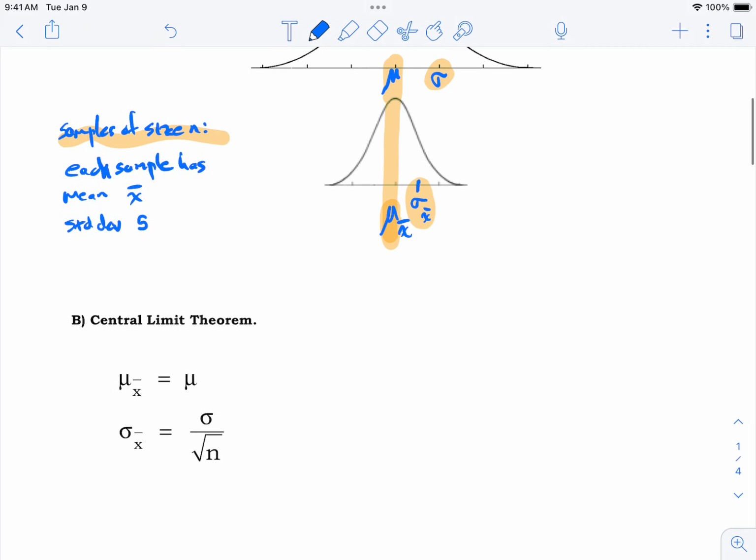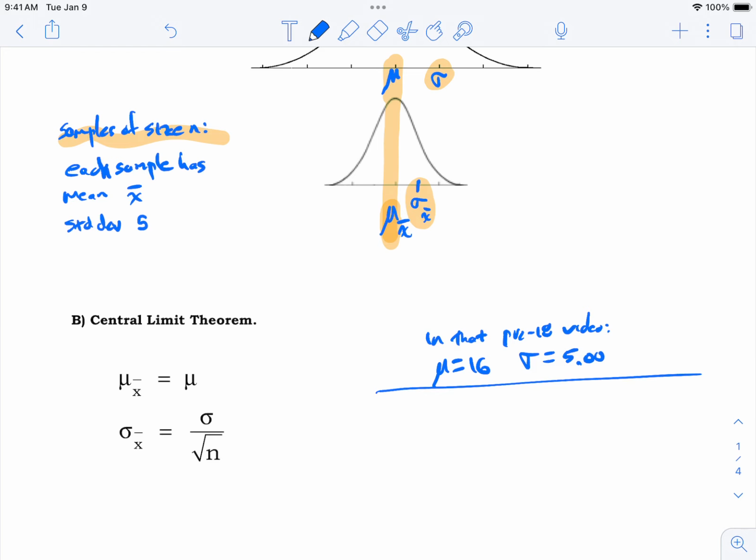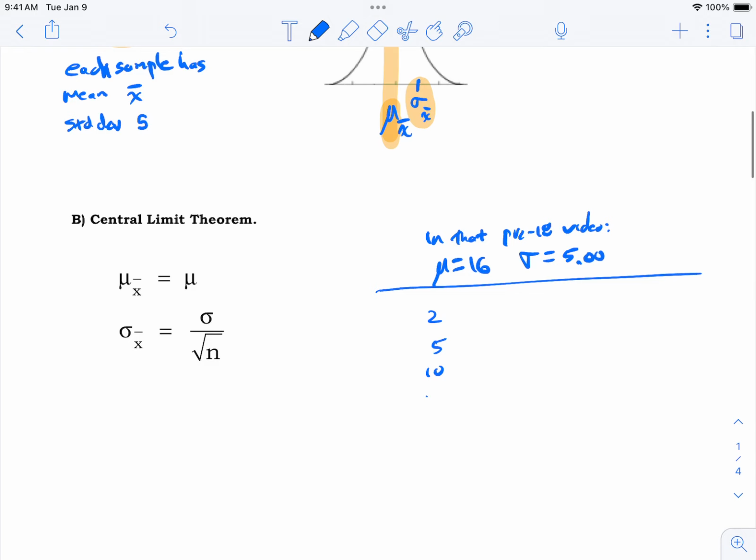So in that previous video, I guess I'll call it, we were able to set the sample size. Oh, by the way, the population we drew from had a mean of 16 and a standard deviation of 5.00. And then we took samples. We didn't do all of these, but I did. We could set the sample size to any of these numbers, right?